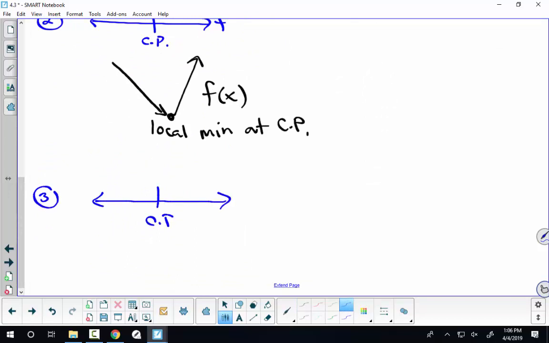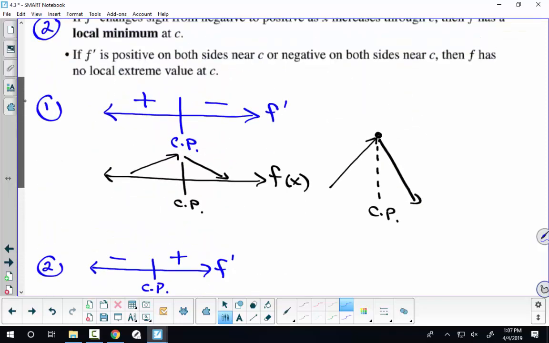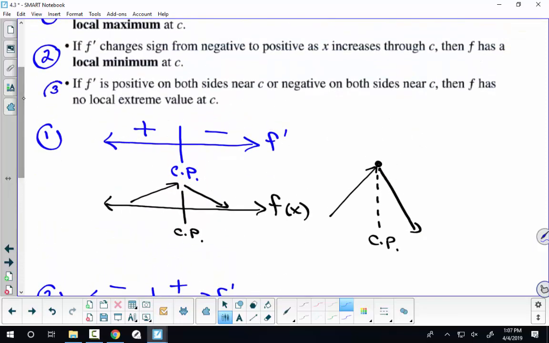If we found this to be a critical point of the first derivative, and let's say the derivative is positive and then positive again, that critical point doesn't correspond to a local minimum or a local maximum. Let me go back and label this item 3 here.